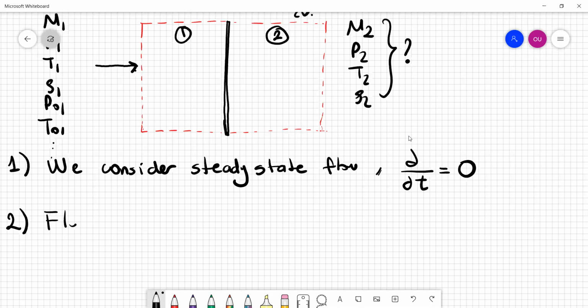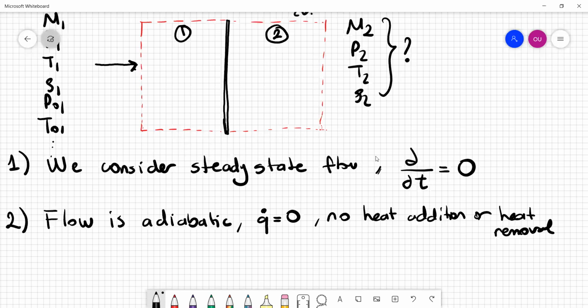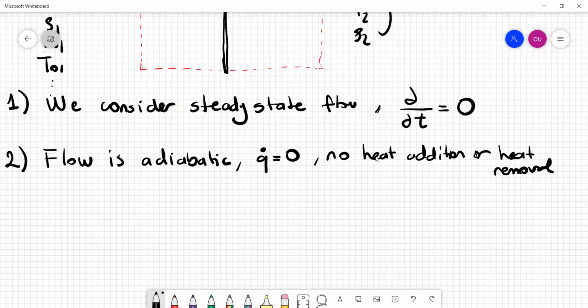So following our discussion in the beginning of this hour, we know that the flow is adiabatic. This is our second fact that we know. Therefore, Q dot is actually equal to 0. There is no heat addition or cooling, no heat transfer or heat removal, let's say. Okay, so there is no heat addition or heat removal.